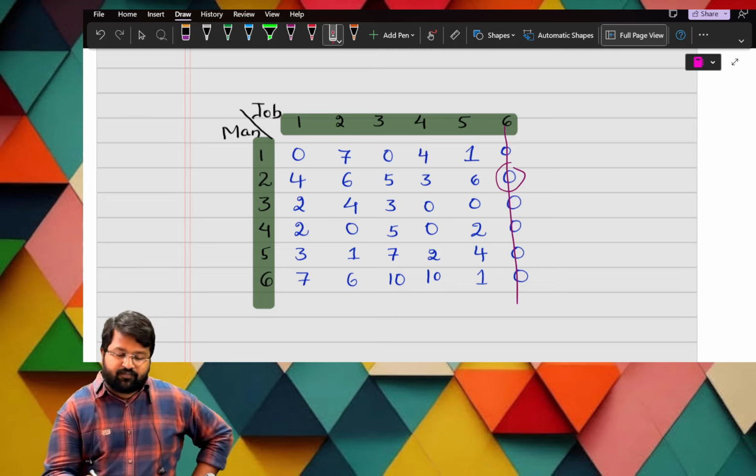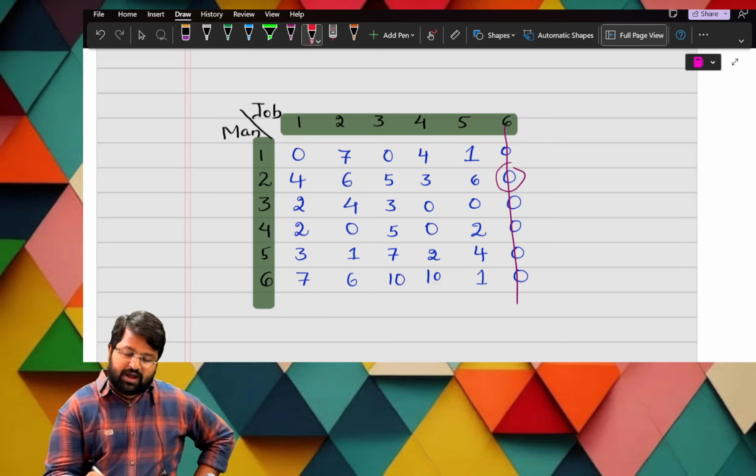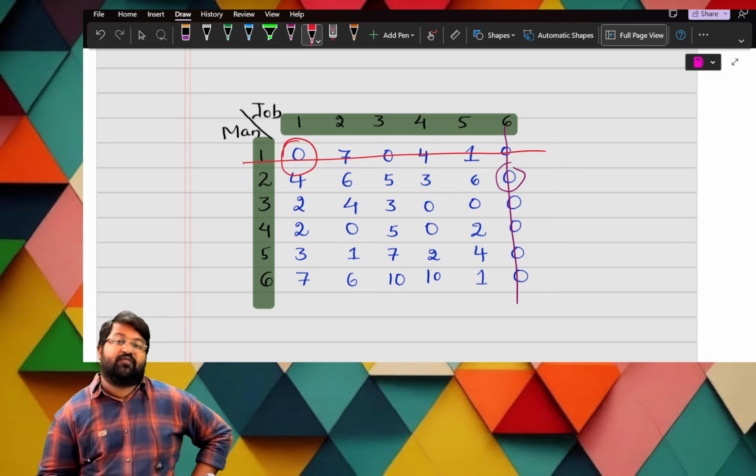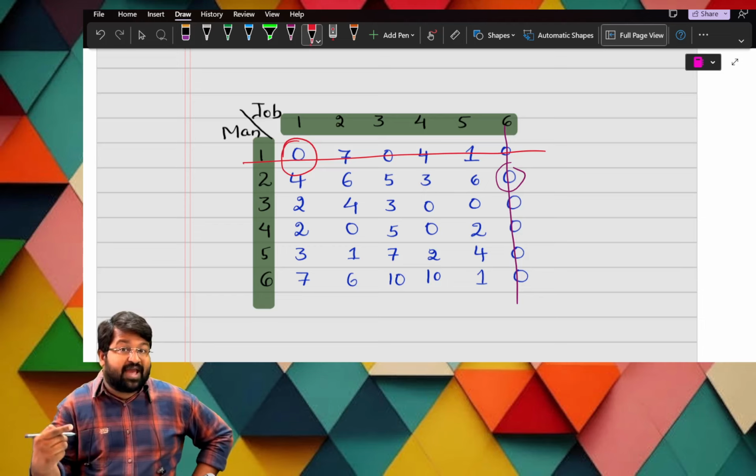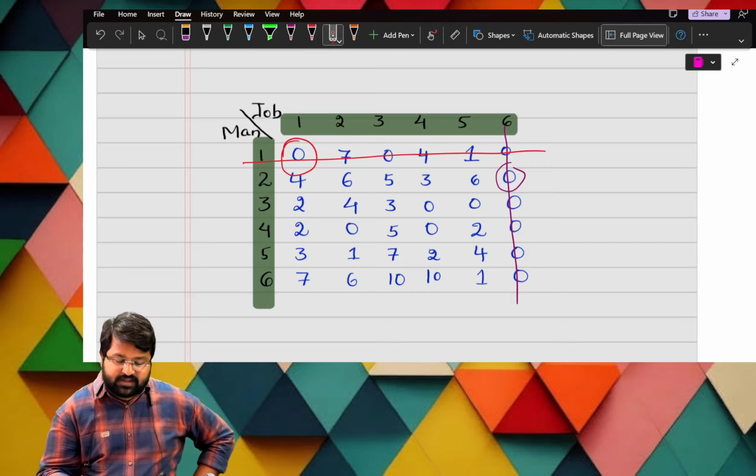Is there a column with a single zero? Yes, there is a column with a single zero. Then what do I have to do? I have to mark that zero and cancel the respective row. I am checking columns, so I cancel rows. Next, is there a single zero in the second column? Yes, there is a single zero. So I mark that one and cancel the row.